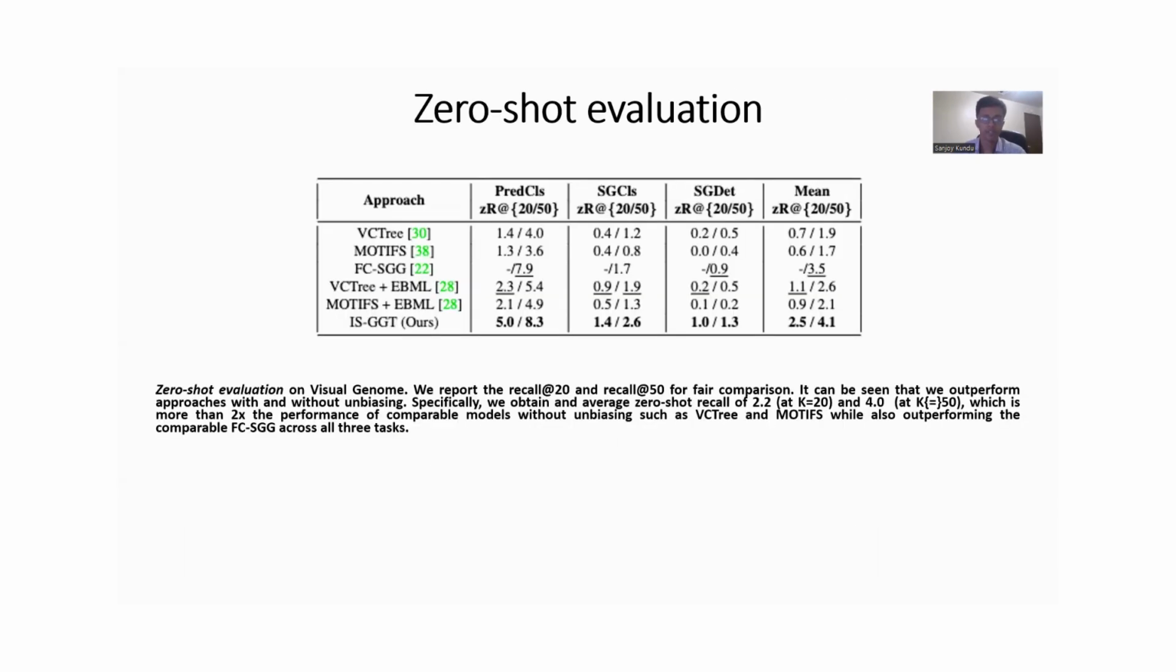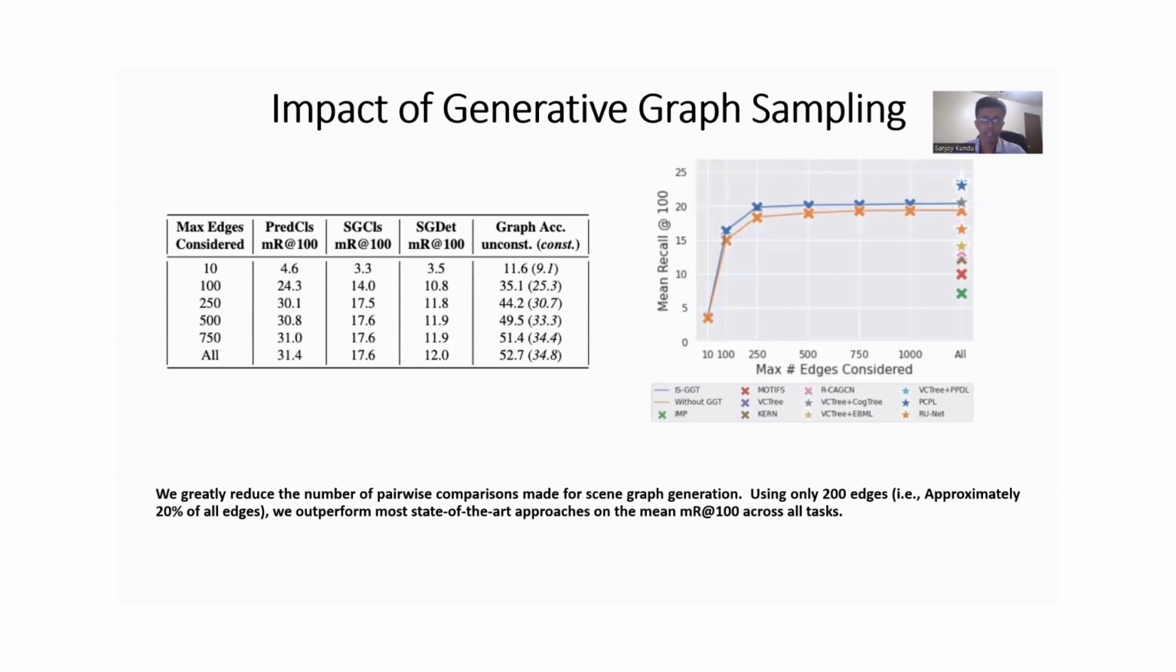We calculated the zero-shot recall values with graph constraints to see how well our approach generalizes to unseen edge triplets. As seen in the table, we outperform all models that have reported zero-shot evaluation. Since our approach relies on graph sampling, we performed ablation studies to see how graph sampling impacts the overall performance. Considering only 20% of the number of total possible edges, we outperform most of the existing methods that do not use any unbiasing and some models with unbiasing.